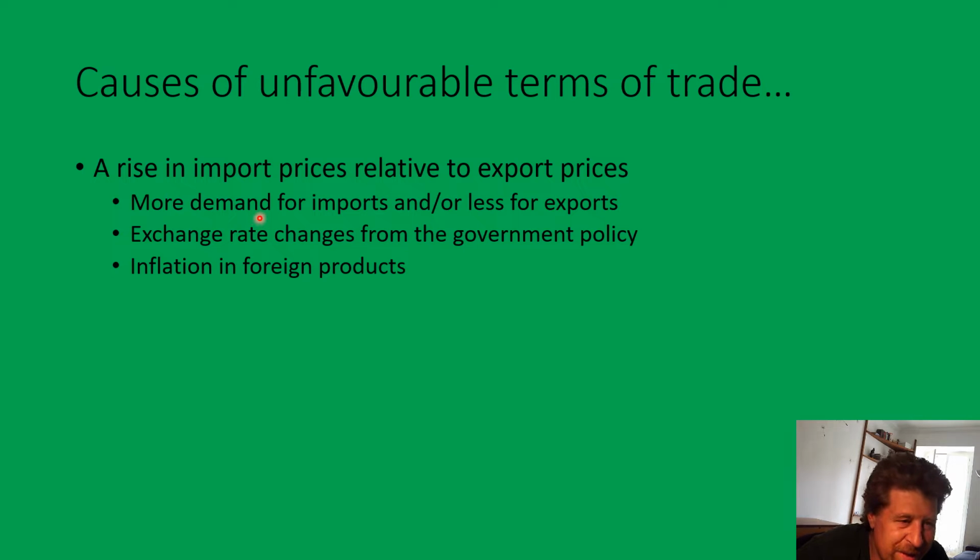Demand pull inflation. Or maybe again the exchange rate changes from government policy. Here maybe the American dollar becomes more expensive, and so imports are more expensive, and exports are cheaper for the Americans. So that would cause an unfavourable terms of trade. Or you could have inflation in foreign products.